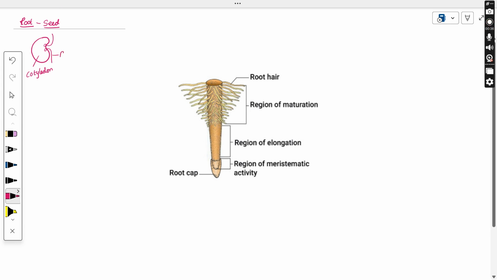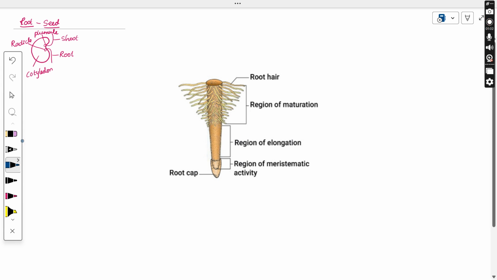The area on the cotyledon which forms the root system, we call it the radicle. Radicle is forming the root. The place on this cotyledon or the seed which forms the shoot system, we call it a plumule. From the plumule, or the upper part, the shoot system arises. From the radicle, or the lower part, the root system arises.